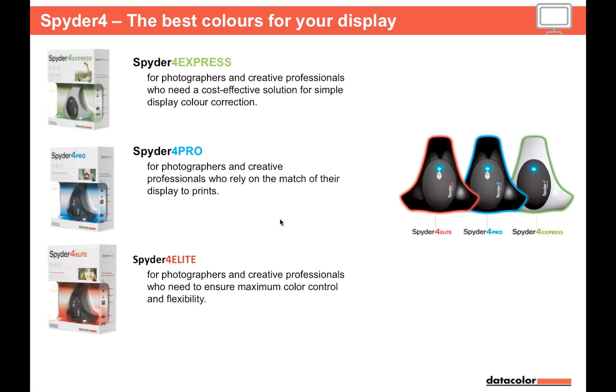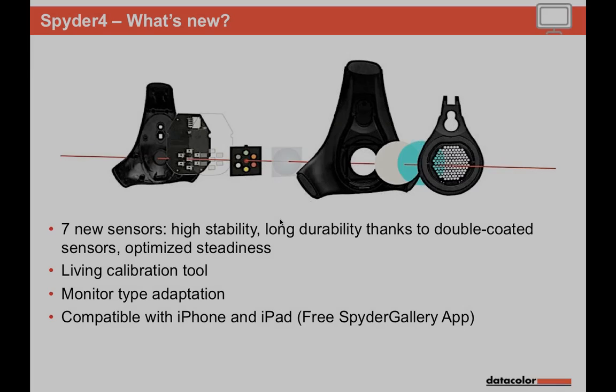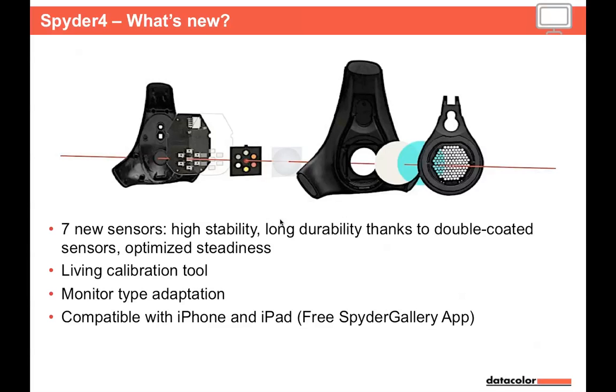So I talked about the electronics and so on. What is in such a Spider? And what is the difference between the Spider 4 and the older Spiders? We have 7 new sensors in the Spider 4 with higher stability and longer durability, thanks to double coated filters. These little filters are covered like in a sandwich, you know what I mean? So they are protected from humidity and from the environment.